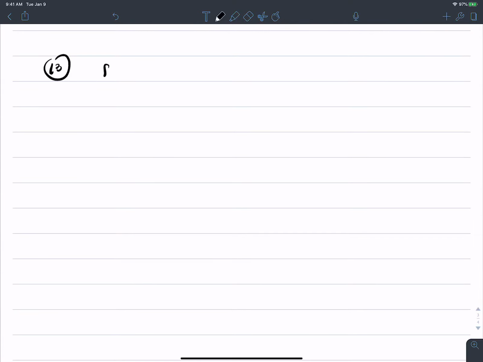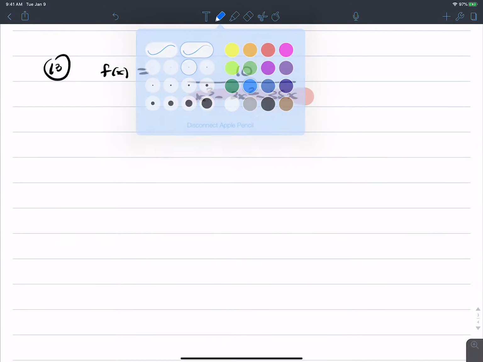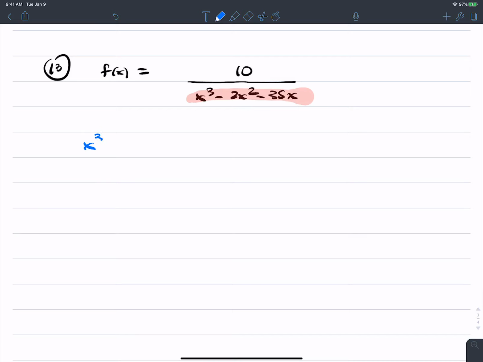Number 13. 10 over x cubed minus 2x squared minus 35x. Again, we set our denominator equal to 0 to find the location of our rocks. x cubed minus 2x squared minus 35x equals 0.